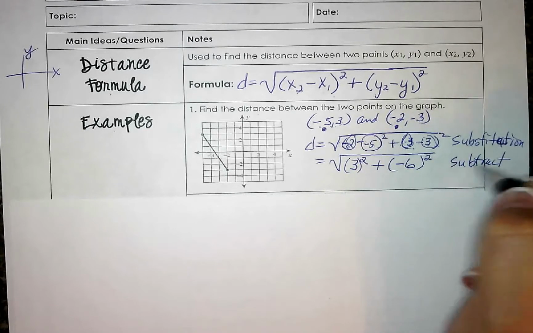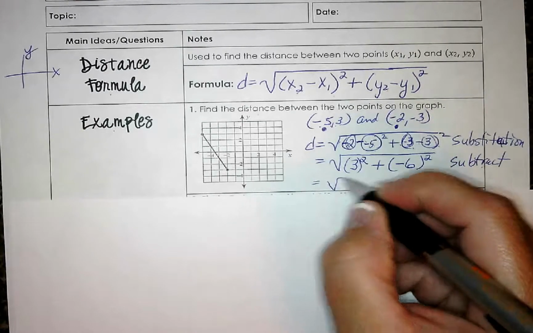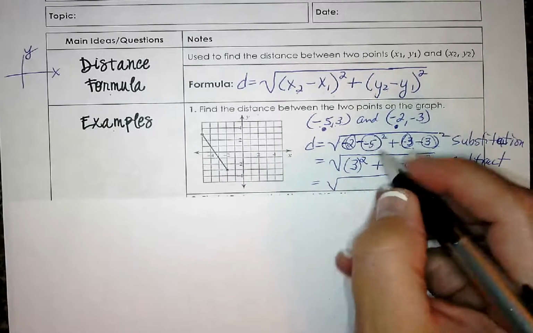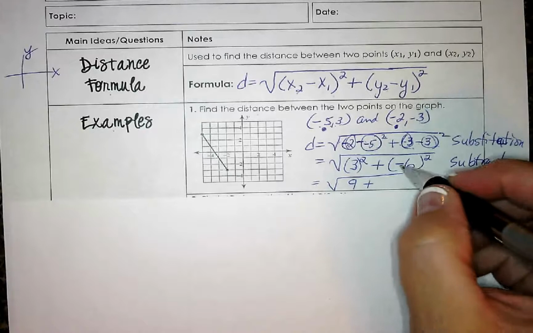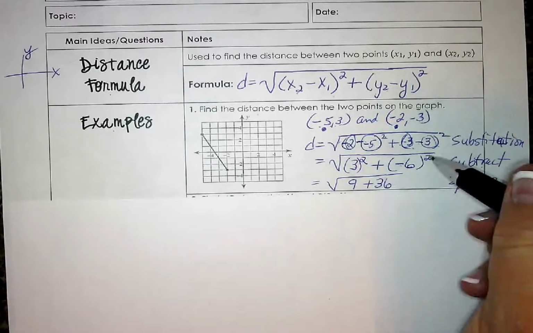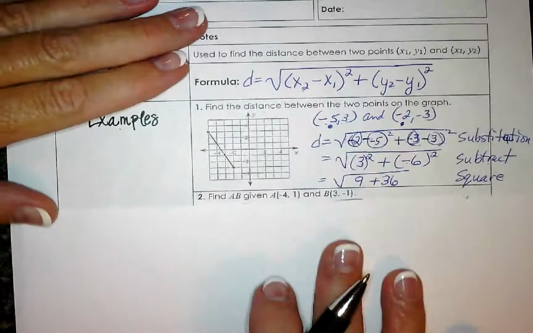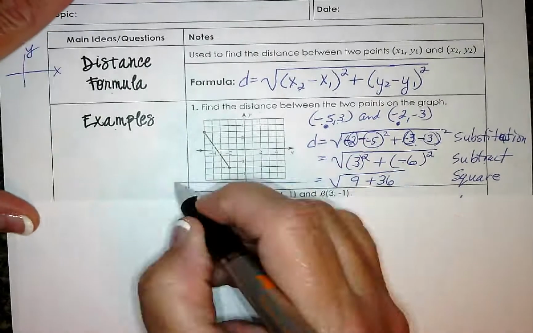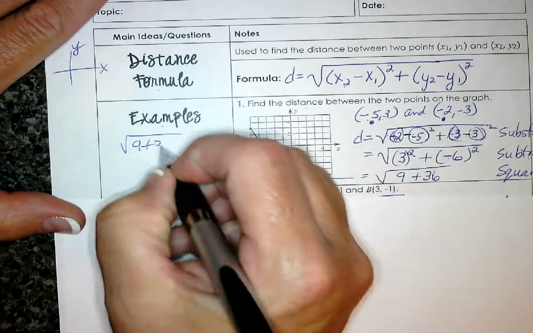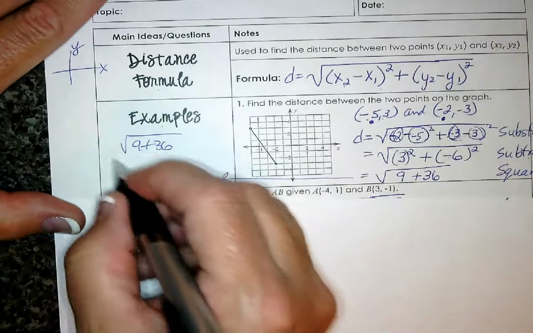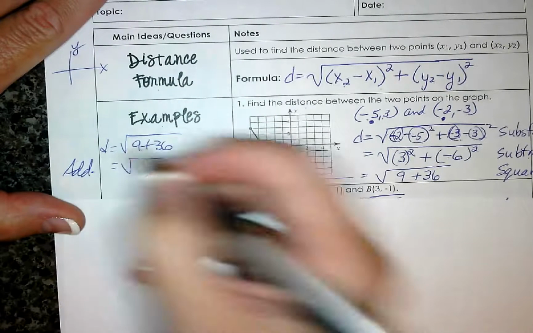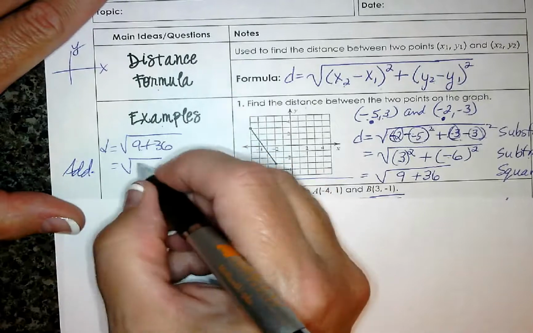So that was doing subtraction inside. My next order of operations is to square. So 3 times 3 is 9. -6 times -6 is positive 36. These two, when you square something, will always be positive. I'm going to come out here just so I have a little bit more room. So, rewriting that piece there. Now, I just have to add those two together. So, my next step is to add. So, 9 plus 36 is 45.